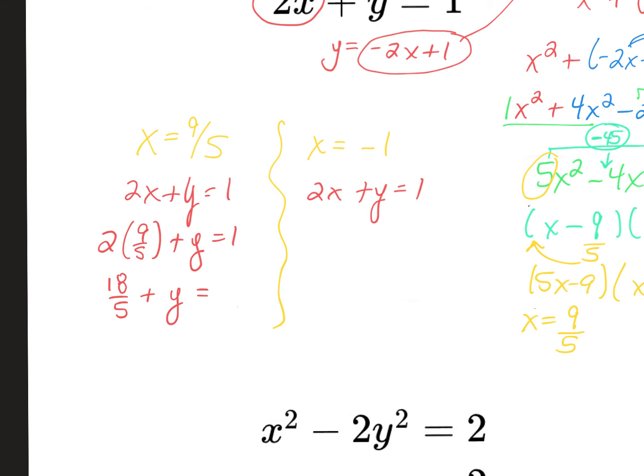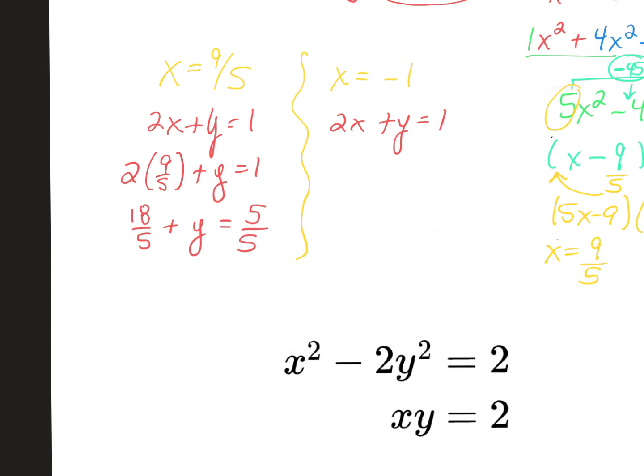1 whole is the same as what over 5? 5 over 5. Good, guys. Both of you, good job. I'm going to do that so it makes my math just a teeny bit easier, because here I have to subtract 18/5 from both sides.